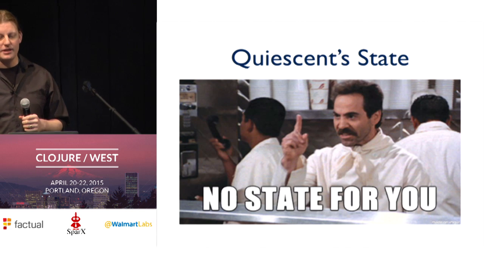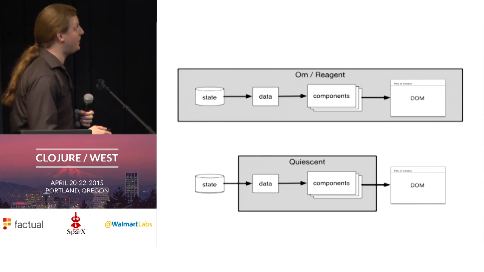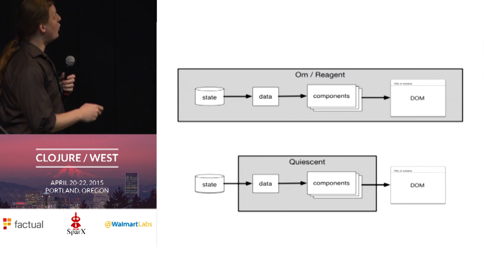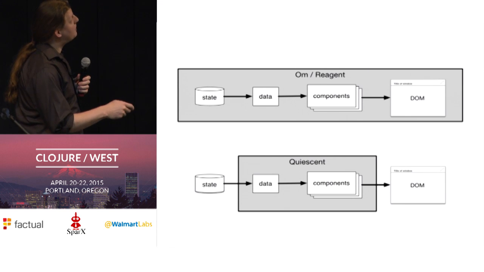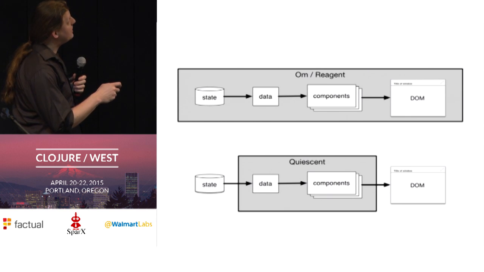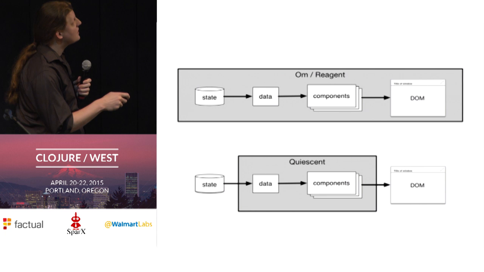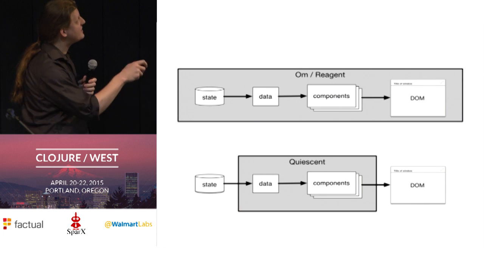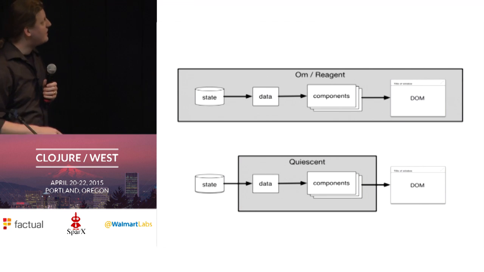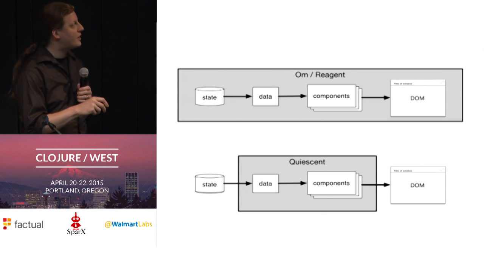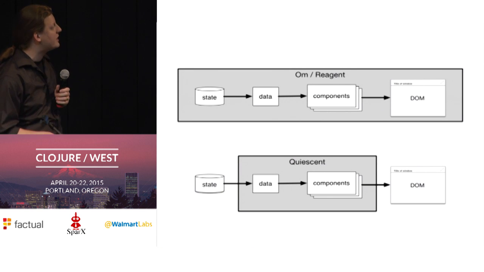So interestingly, it occupies kind of a different place in the whole system. In Om and Reagent, they manage this whole process of having your application state and getting the data out of your state, and then turning that into components, and then rendering that to the DOM. That whole process is handled. With Quiescent, it really only handles the middle process, the process of taking your data and turning it into components. And then it also gives you some tools for writing it to the DOM.